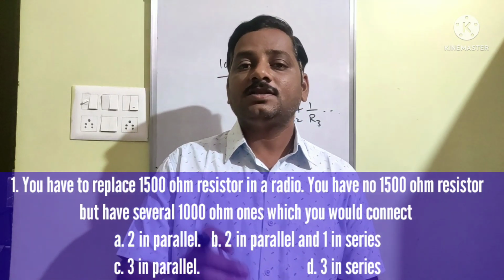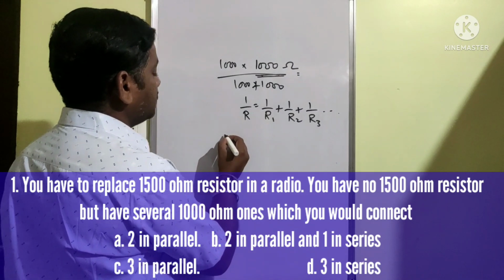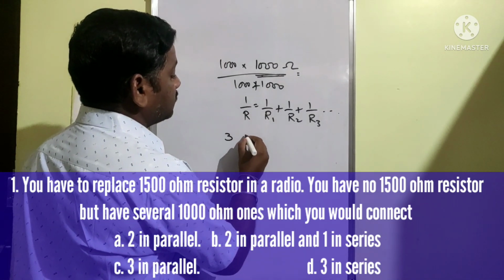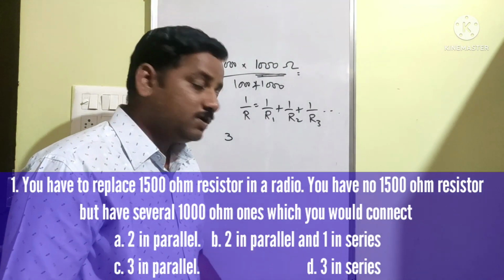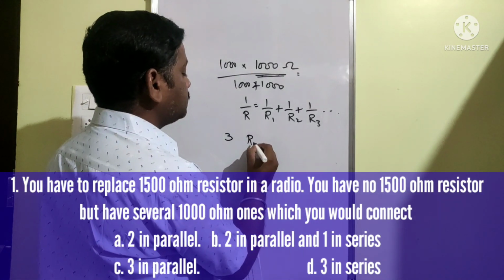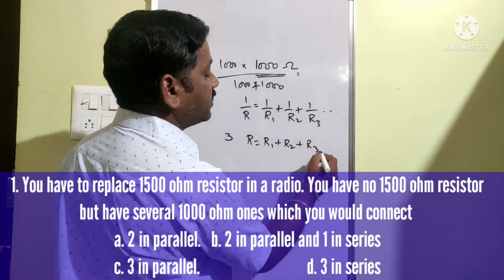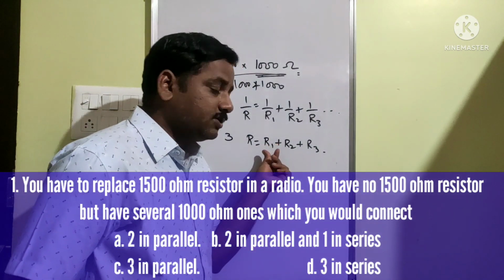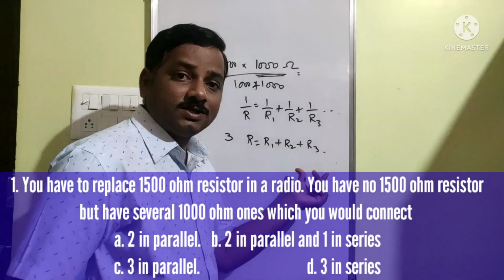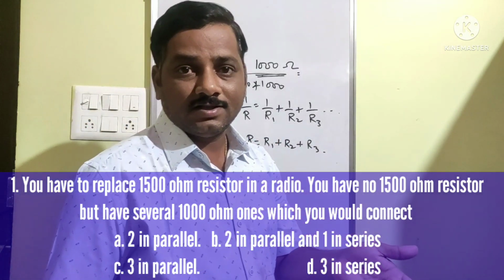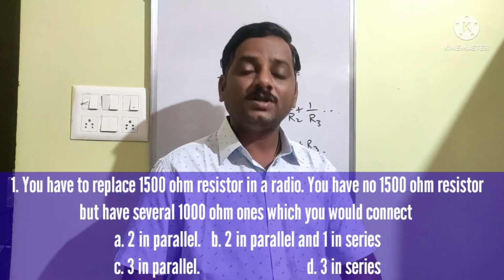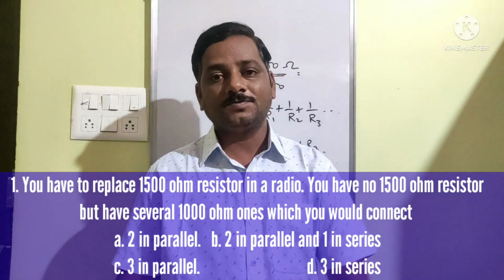In D, we can easily avoid it because it is 3 in series. They mentioned 3 resistors of 1000 ohm in series. In series, the total resistance R will just add up like this. It goes on adding. Individually we have 1000 ohms. If we add 3 together, we get 3000. That is not my answer. So the only remaining option is B. That would be the answer.